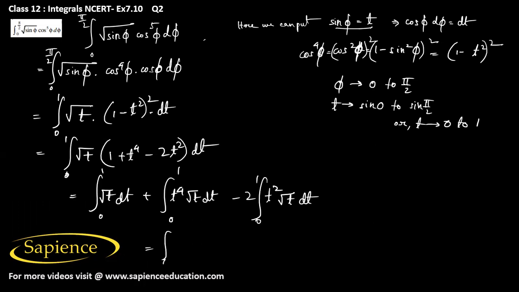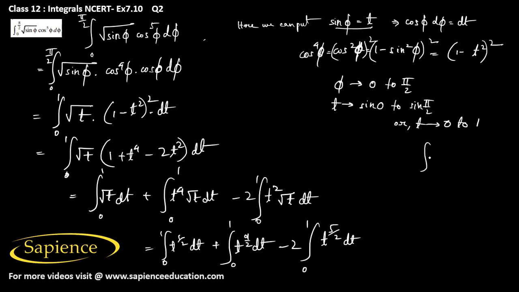Now this we can write as integral 0 to 1 t power half dt plus, so 4 plus half, that is 9 by 2, t power 9 by 2 dt from 0 to 1, then minus 2 into integral 0 to 1, 2 plus 1 by 2, that is 5 by 2, so t power 5 by 2 dt. Now we know that integral x power n dx is equal to x power n plus 1 by n plus 1. So this formula we have to use here.